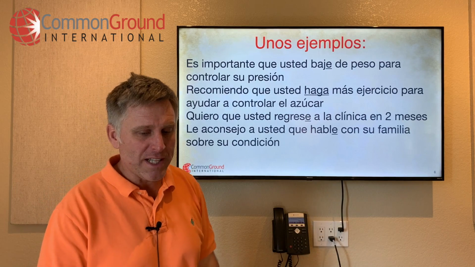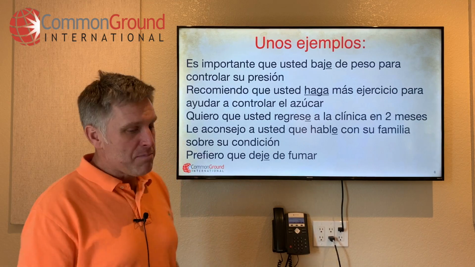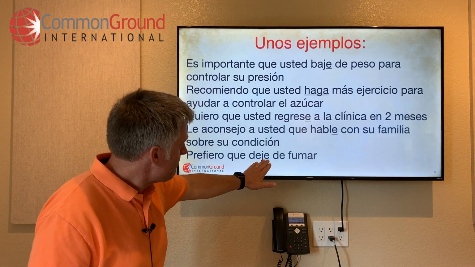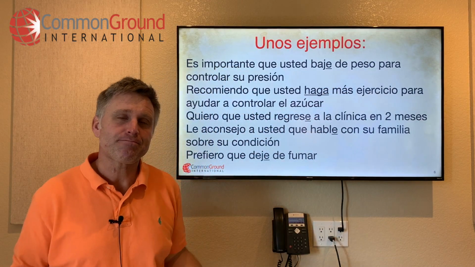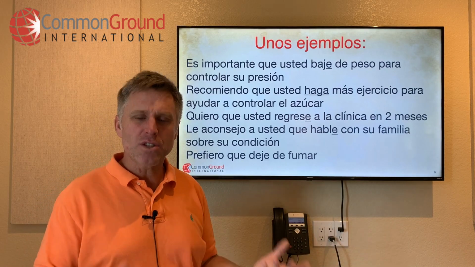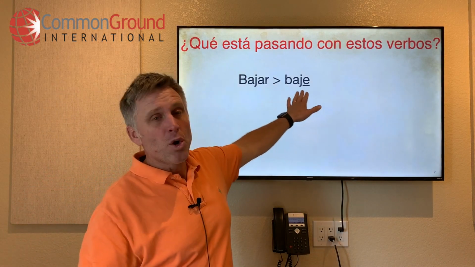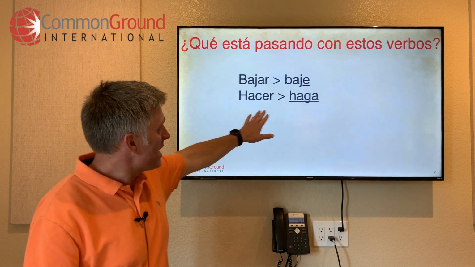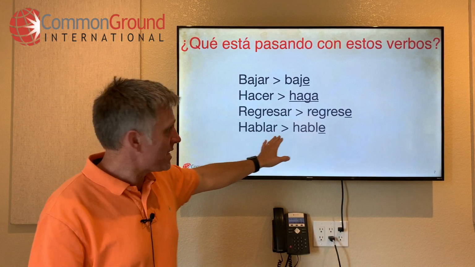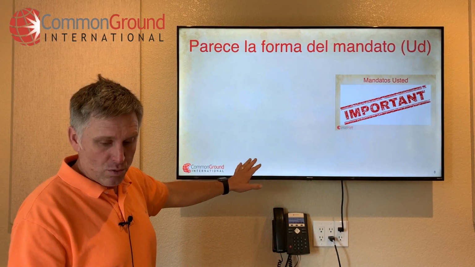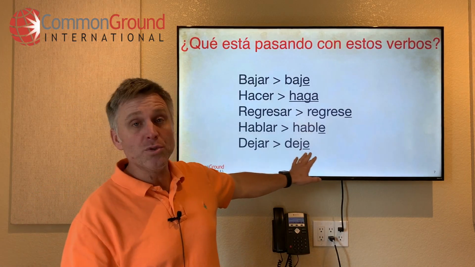Okay, so we're making some recomendaciones. Prefiero que deje de fumar. I prefer that you stop smoking. Bien, now, fíjese, notice estos verbos aquí. So these verbs have an ending, and you might be noticing that something's going on here. ¿Qué está pasando con estos verbos? First of all, we had bajar went to baje, hacer went to haga, regresar went to regrese, hablar went to hable, and dejar, whoa, oops, we went too fast there. And dejar went to deje.